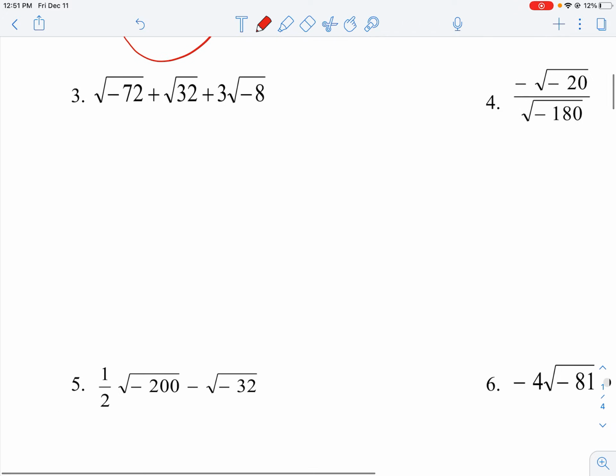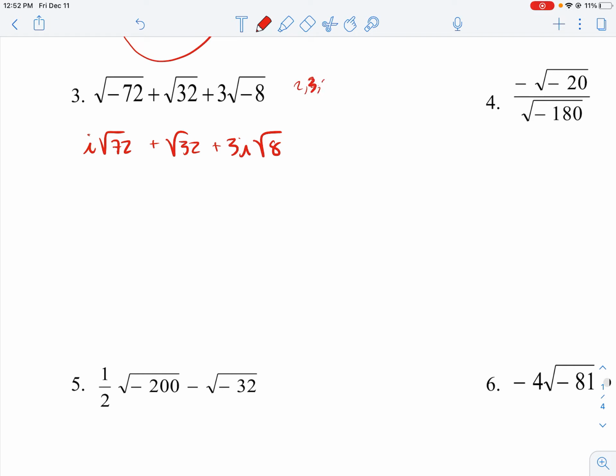Number 3. All right. Again, I'm going to bring out that i, plus square root of 32 plus 3i square root of 8. I guess 8 can be broken down. Let's start with 72 here. So here are our prime numbers, 3, 5, 7, 11. I'm going to start with a 2, so 2 and 36, 2 and 18, 2 and 9, 3 and 3.